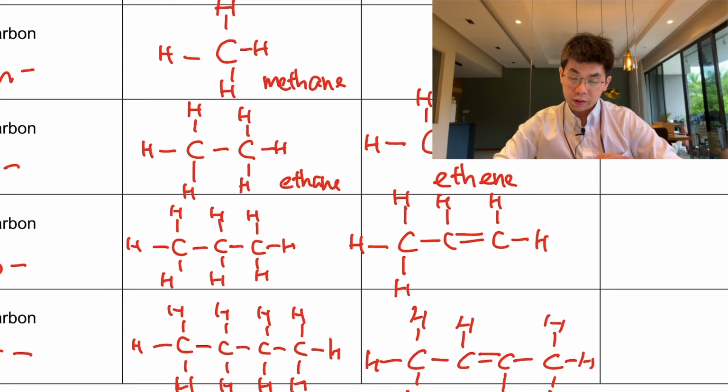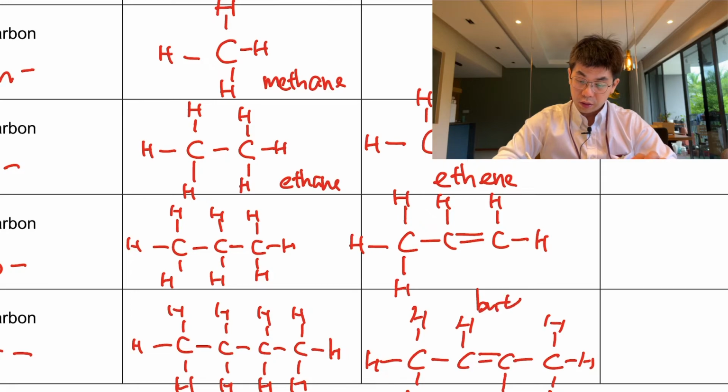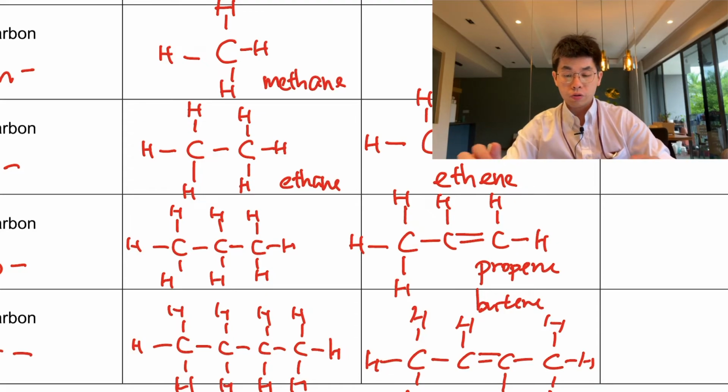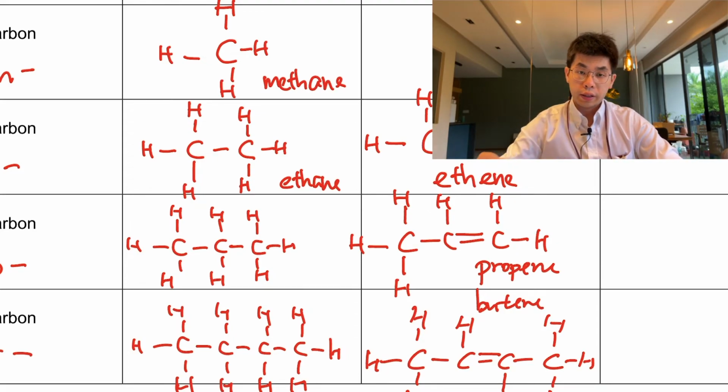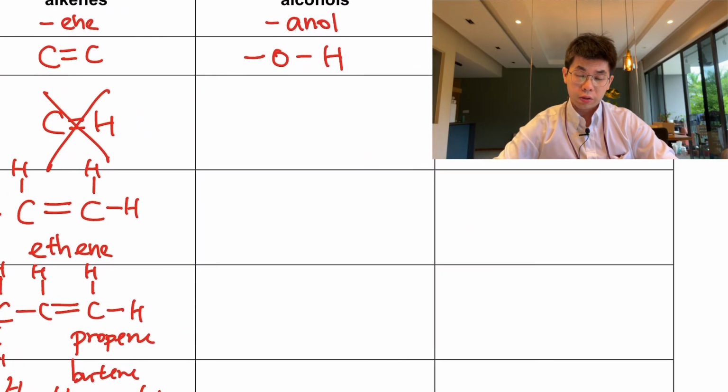Okay, so then this one is called butene. And this one is called propene. Okay, you see how straightforward that is? Alright, okay, let's do the alcohols.